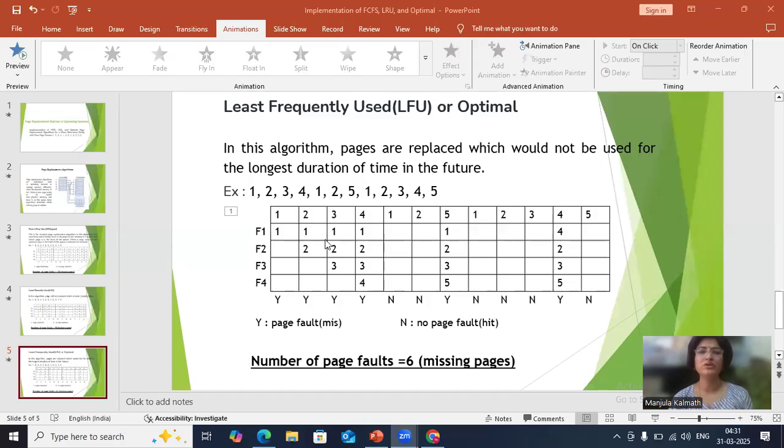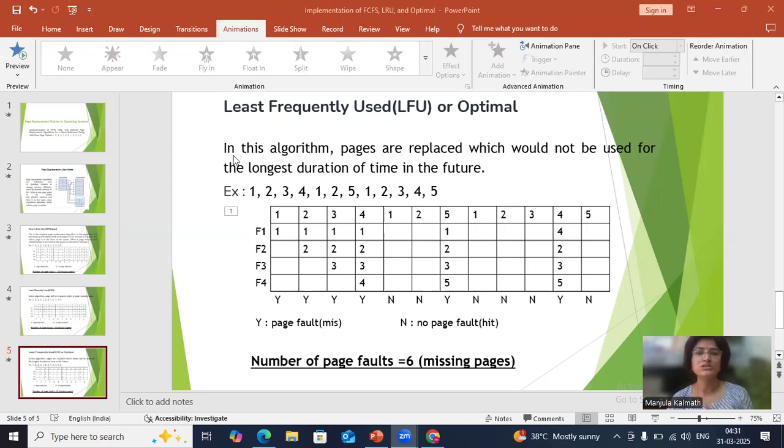Hello everyone. In the previous video, we discussed first in first out and least recently used, and this is the third algorithm, least frequently used, also called the optimal replacement algorithm. In this optimal replacement algorithm, we look at the forthcoming pages. In the previous two algorithms, just by seeing the preceding pages, the operating system takes the decision to replace which page as well as frame.